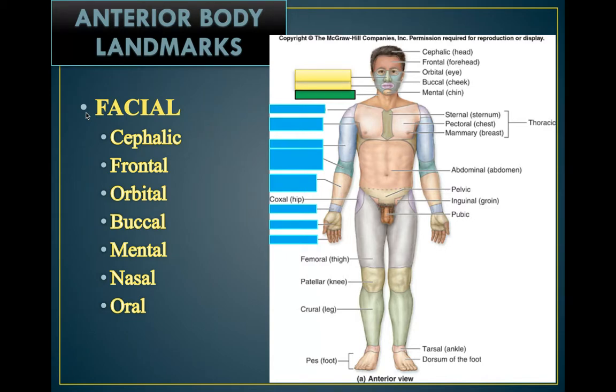Mental is chin. We'll learn about muscles called your mentalis muscles. We'll learn about some mental foramina when we talk about holes that exist down in your jaw to innervate your teeth. So mental means chin. Nasal is nose, and that's probably something that you're familiar with. And oral means mouth.